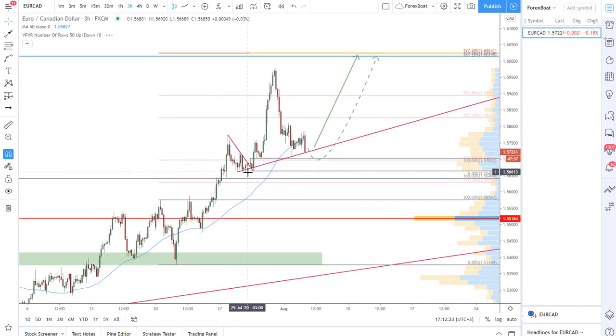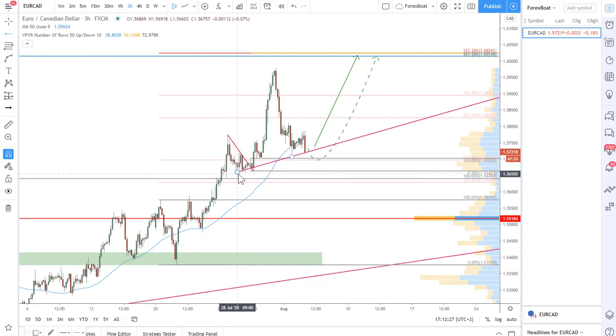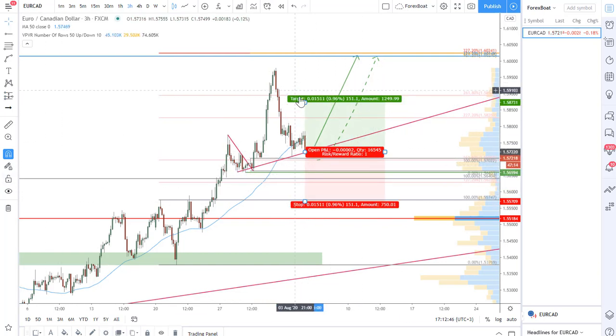But it is very important that this support area at this level will be respected. So we must hold the 4-hour, and preferably the daily close must remain above for this move to become a reality. And if we look at the potential trade idea on this setup, it would look as follows.